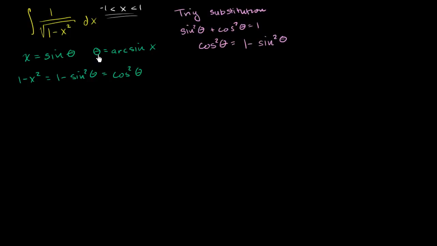Now, when we write it this way, as theta is equal to arc sine of x, this does give us a sense of the range that theta might take on. So arc sine, as it's typically defined, will produce a theta that is less than or equal to positive pi over 2 and greater than or equal to negative pi over 2.